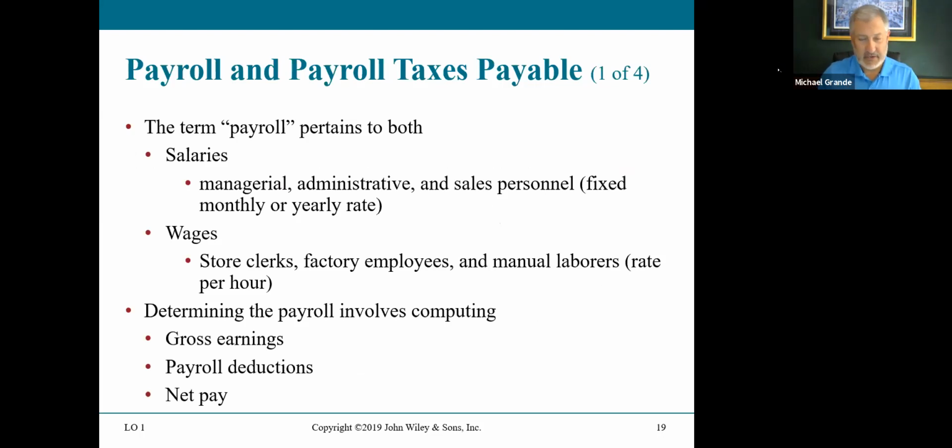Everybody's received a payroll check. What's going on with payroll? It's a liability. The term payroll pertains to both salaries and wages. Determining payroll involves computing gross earnings, payroll deductions, and net pay.